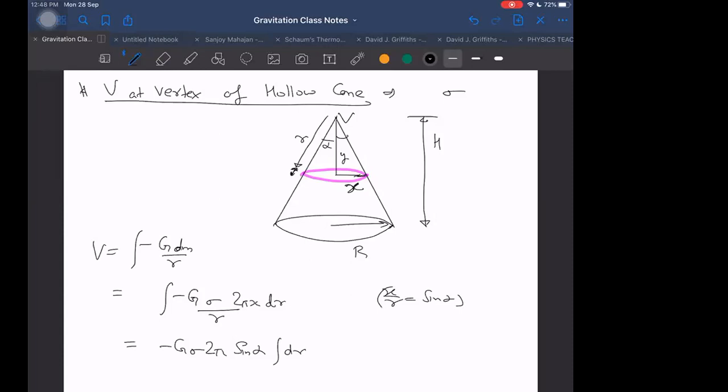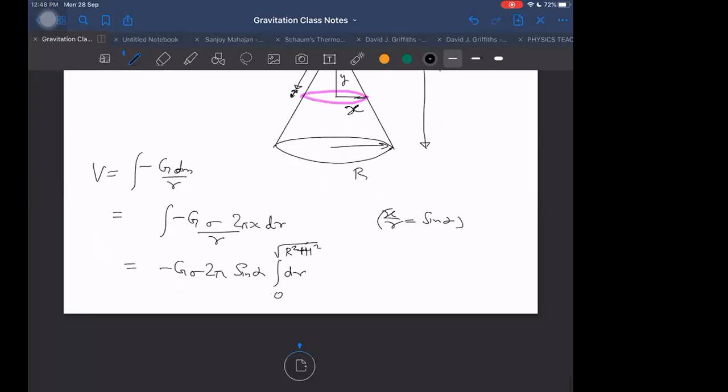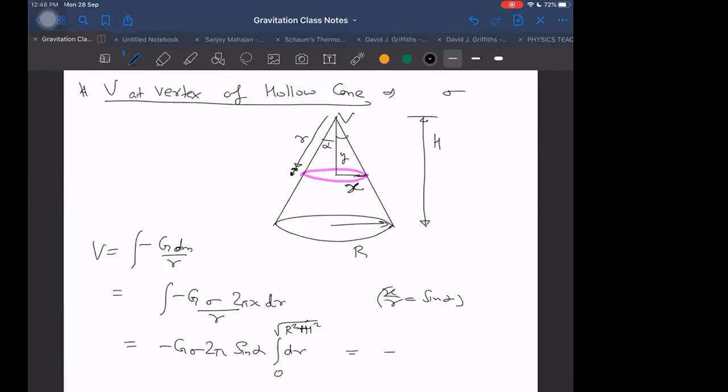Then total slant height is 0 to root of r square plus h square. Then getting the answer: minus g sigma 2 pi into root of r square plus h square into sin alpha. What is that? That is coming out to be again r. Simple G result, sigma at last. Minus g sigma 2 pi into r.